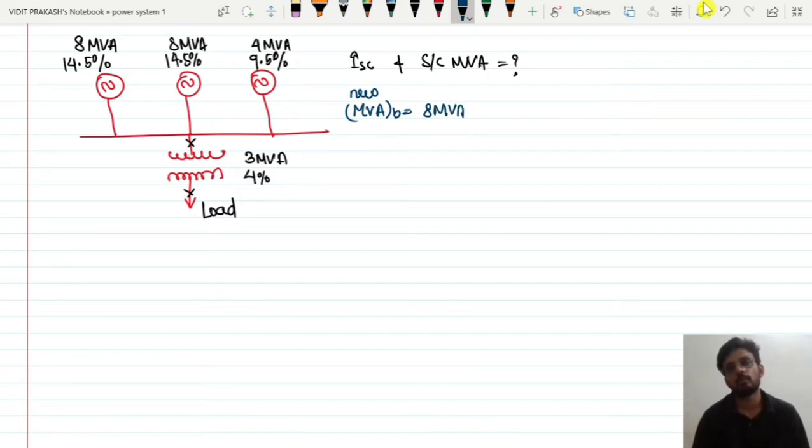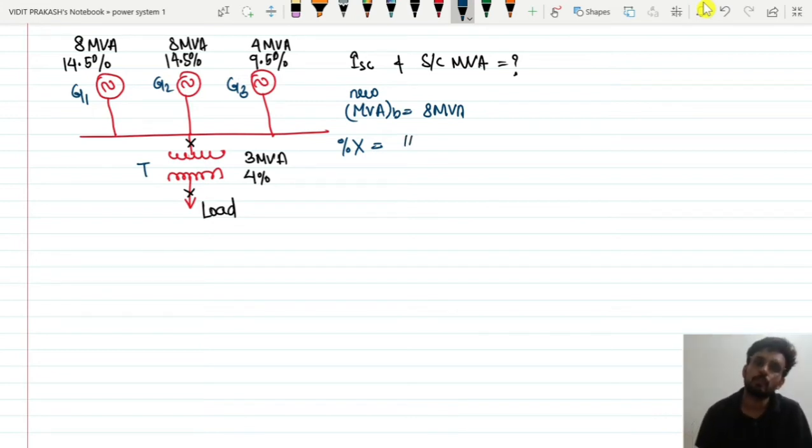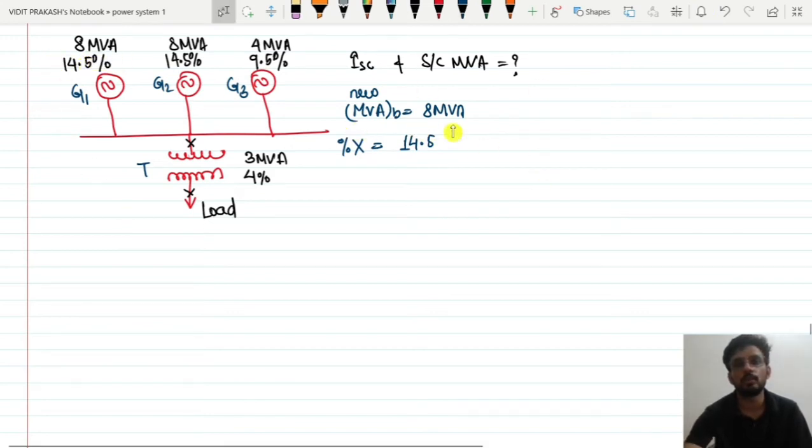Now what will be the new percentage reactance of generator 1? Suppose this is generator 1, this is generator 2, and this is generator 3. This is the transformer. So what will be the percentage reactance of new generator 1? That will be 14.5%, because the MVA value is the same. As you can see here, the new MVA value we have taken for all the equipment is 8 MVA, and the MVA value of generator G1 is also 8 MVA. So the percentage reactance of G1 will be the same.